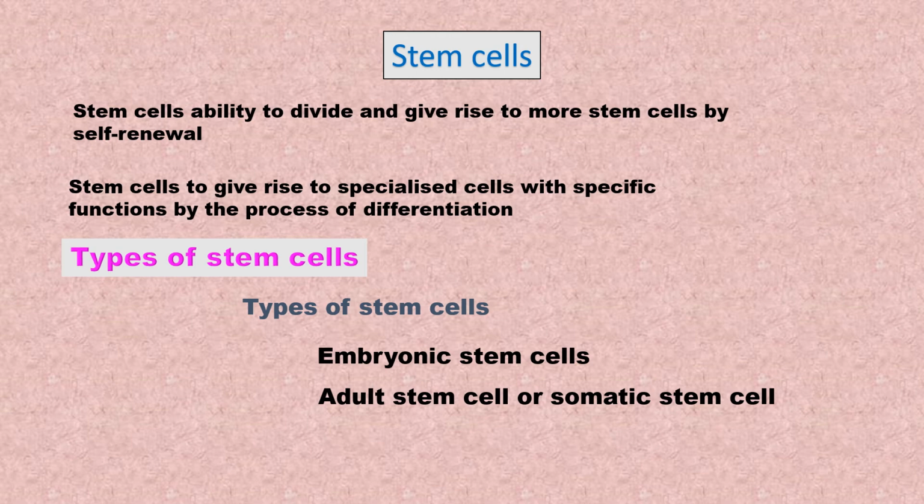These are the places from which cells are taken: umbilical cord, amniotic fluid or bone marrow. Bone marrow is the central, spongy part of the bone. The umbilical cord is the rope-like structure through which the baby receives food and everything from the mother. Inside the amniotic fluid, the baby lives for 9 months in liquid. That liquid is called amniotic fluid. They take cells from here; these are adult stem cells or somatic stem cells.